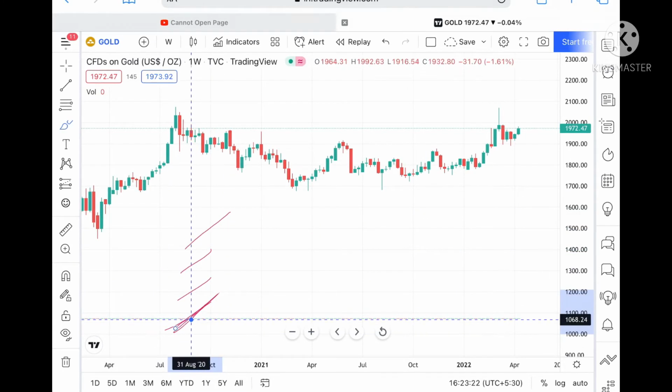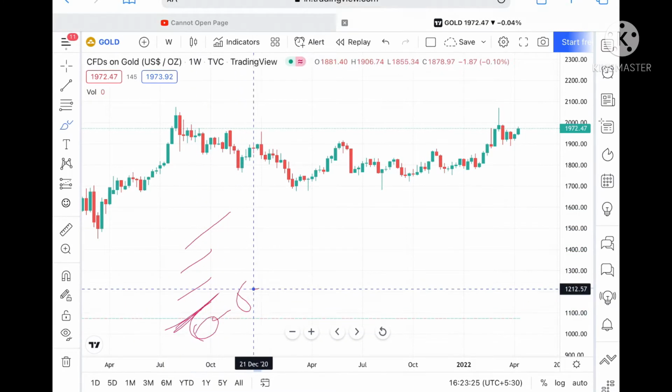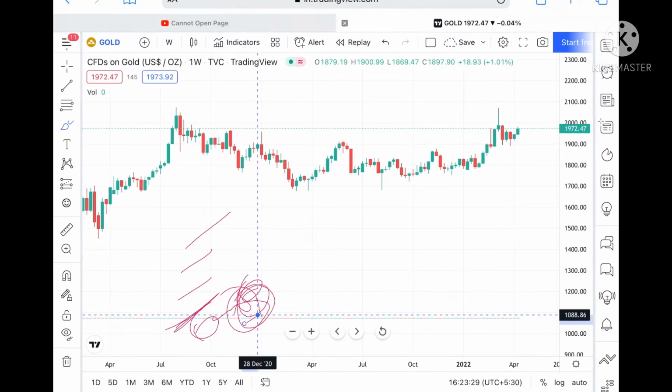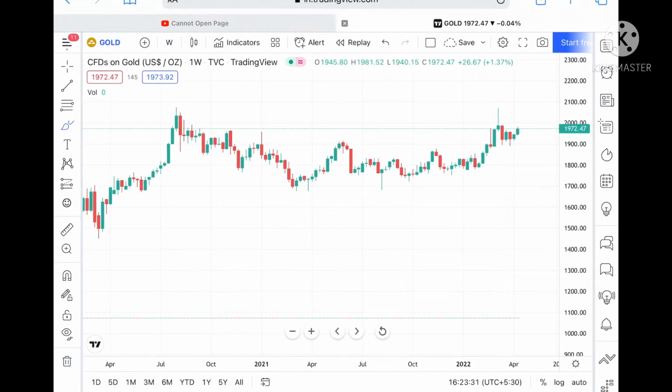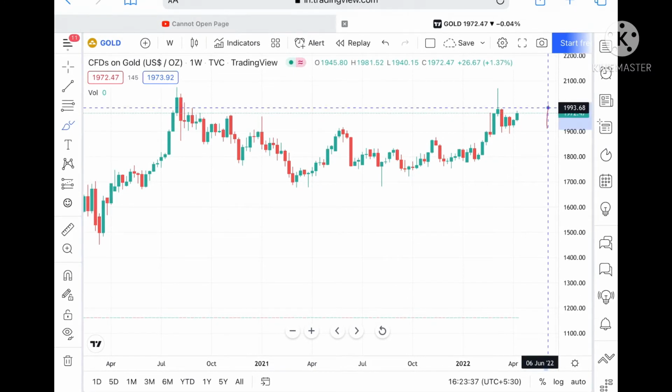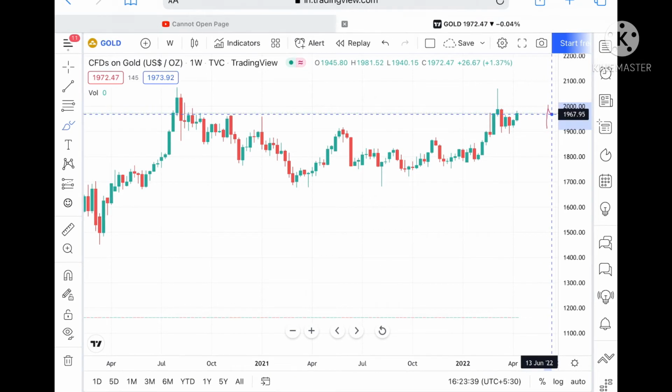Suppose you have made $1,000. So what you can do is, suppose if the price comes down to 800, exit the trade. Now suppose the price didn't sustain this particular level. Then we can see it can come down to a level of 1975.